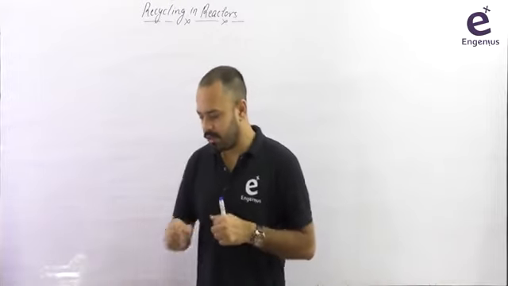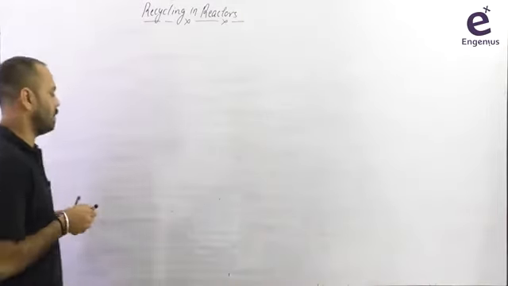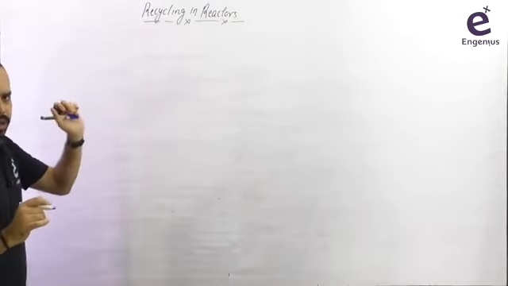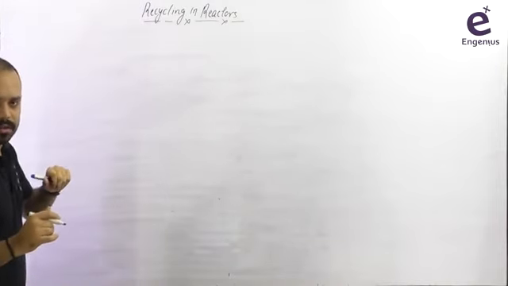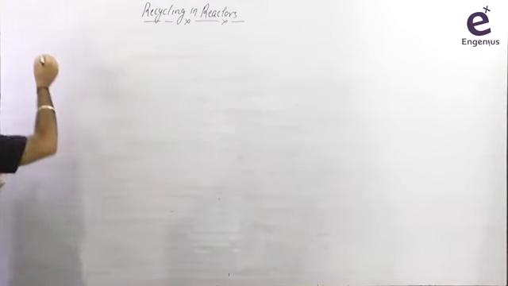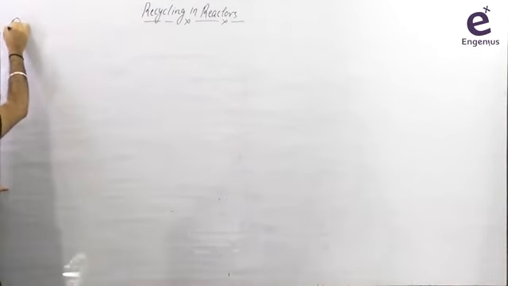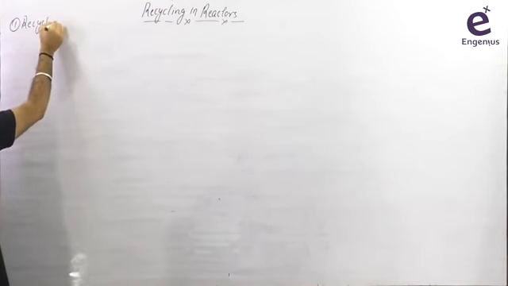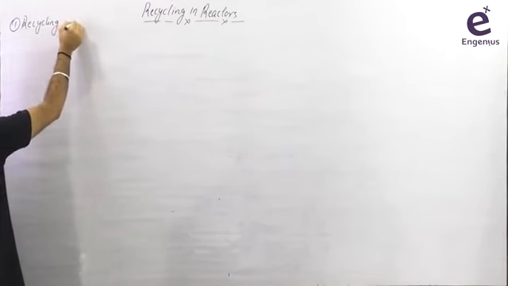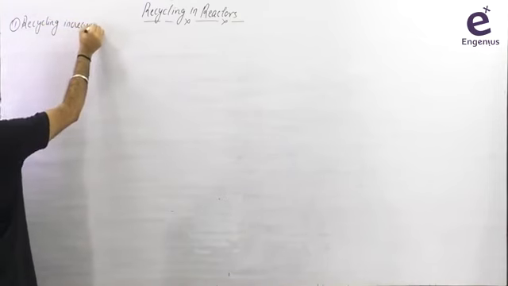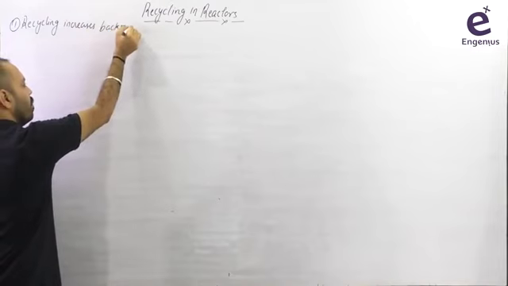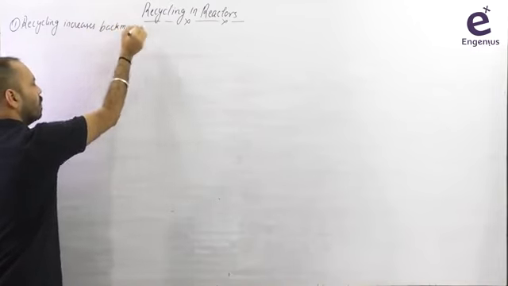start with the recycling in a CSTR. Actually, whatever be the type of reactor, what recycling does, you should write one point: recycling increases back mixing. Getting my point? Recycling increases back mixing. What is the meaning of back mixing?